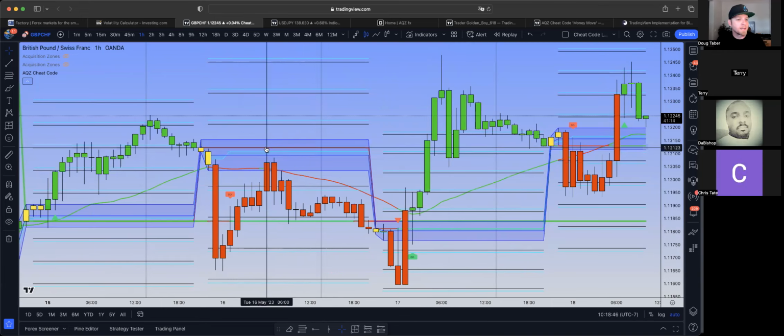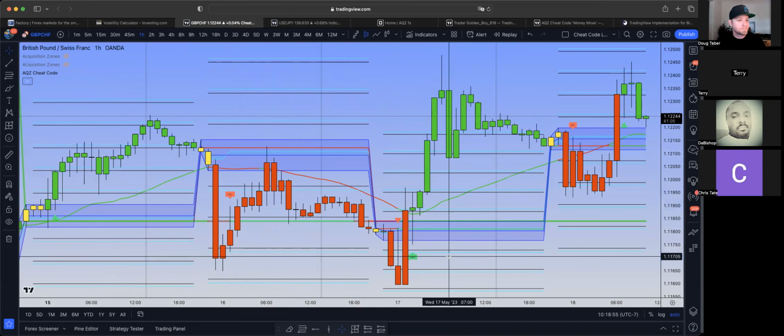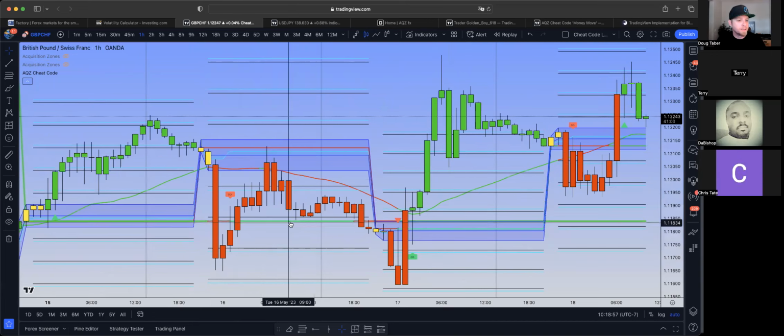I love these entries at the sentiment line when price just comes right back to the daily sentiment line. That's beautiful. Those entries are deadly. Straight down to the weekly sentiment line here.